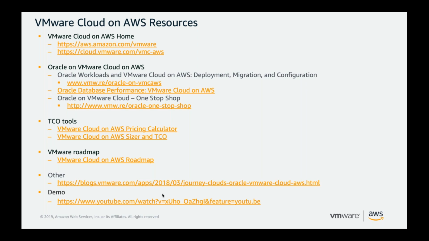You can also check out the latest VMware Cloud on AWS roadmap. There are some other resources that showcase how to run Oracle on VMware Cloud on AWS, there are demos. You can also follow us on Twitter, and the Twitter handle is at VMware Cloud on AWS. You can also check out our YouTube channel that showcases videos on the VMware Cloud on AWS service overviews, feature demos, webinars, and a lot of customer success stories.